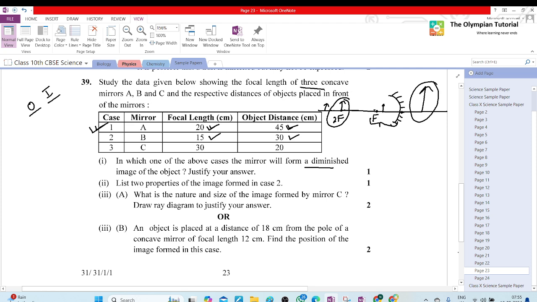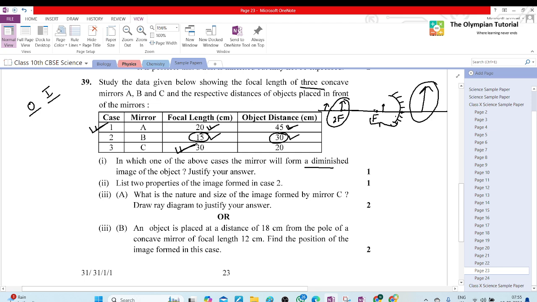List two properties of the image formed in case 2. Ma'am, in case 2 the image is real and inverted because it is formed in front of the mirror, and it will also be of the same size. Very good. Third, what is the nature and size of the image formed by mirror C? The nature of the image is virtual and erect, and the image formed is enlarged.